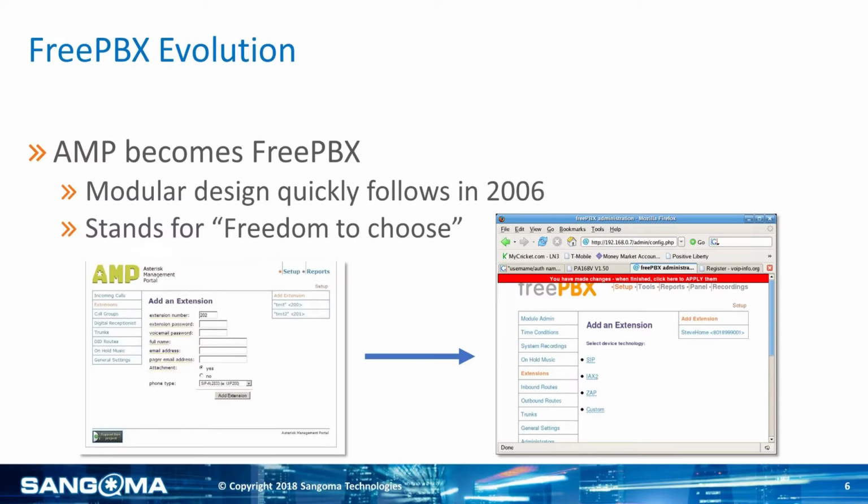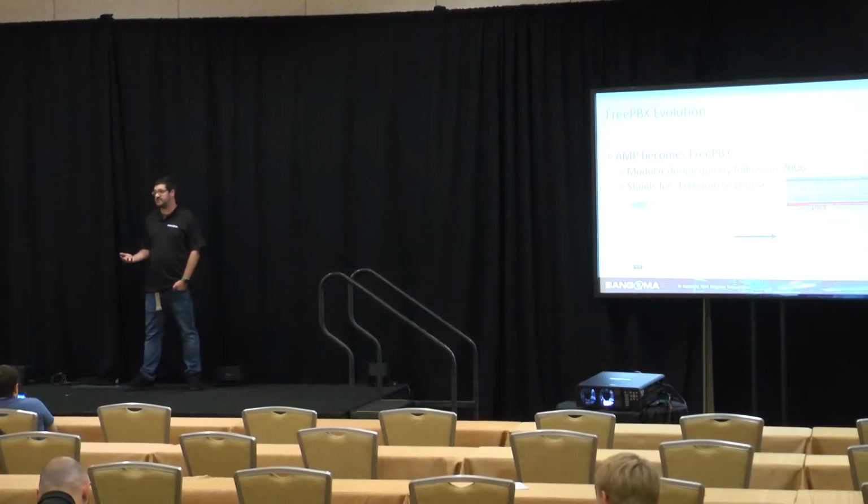AMP later became known as FreePBX. This is because it was the Asterisk Management Portal, and we didn't want to get it confused with Asterisk. So we renamed it to FreePBX. In 2006, it got a modular design that you know today. This allows us to update modules on an individual basis. It allows us to have different parts of the code come from different pieces of the software, right? And FreePBX really stands for the freedom to choose, right? Your freedom of choice here.